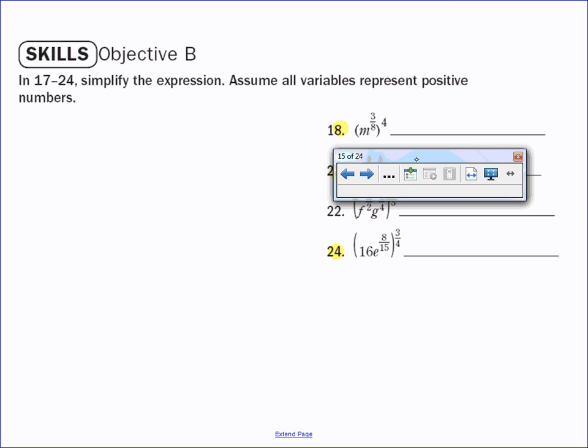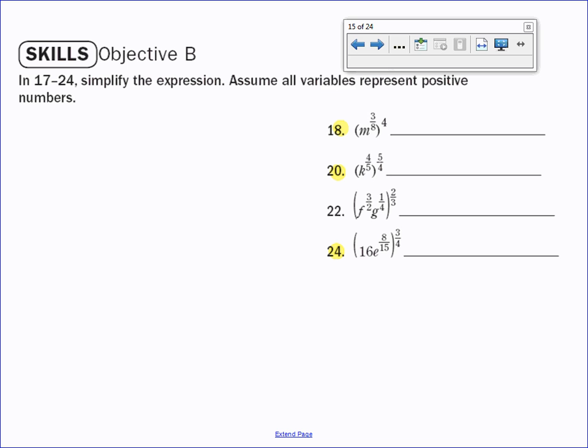We'll do one more set with variables. M to the 3/8 all to the 4th. I'll purposefully apply my power of a power property, which means multiply exponents. So this is m to the 3 times 4 is 12/8. And then I'll reduce my fractional exponent and get m to the 12/8. I'll divide out a greatest common factor of 4 and get 3/2. That's it.